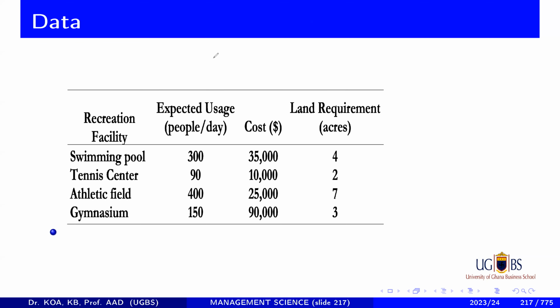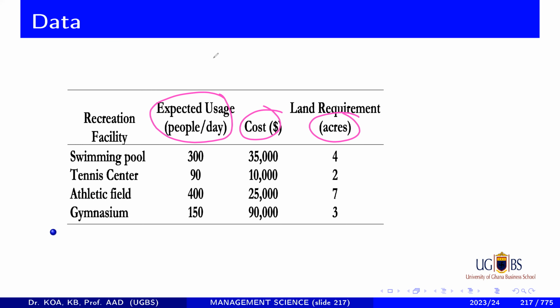So in this story, you have to make a decision to build a pool, a tennis center, athletic field, or gymnasium. What you see here is expected daily usage. That's the expected number of people who will use the pool, the tennis center, and the rest. What you have here is a budget for building each one, and then the acres of land needed for the construction.